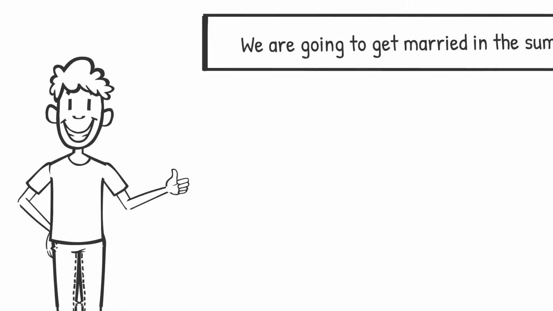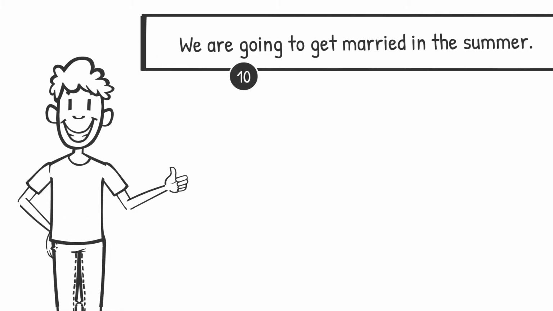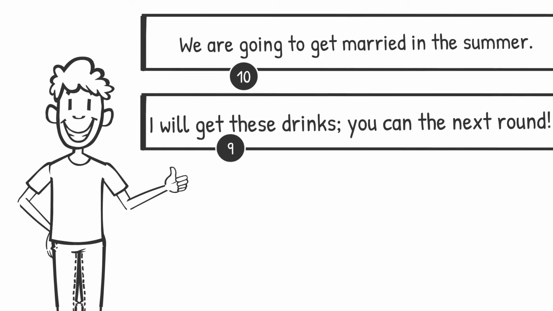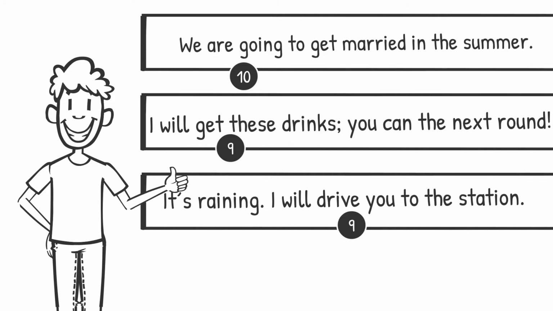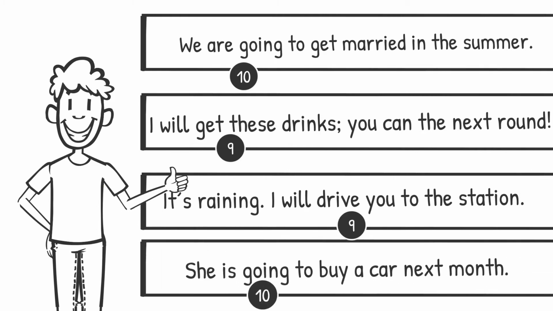The logical answer, of course, is we're going to get married because it's a plan. I'll get these drinks because it's spontaneous. I'll drive you, it's also spontaneous. And she is going to buy a car because that is also a plan.